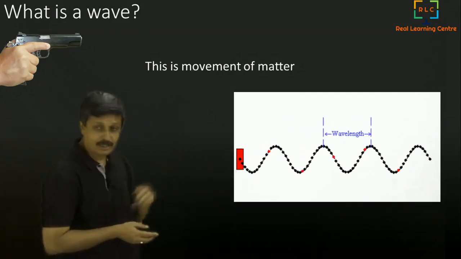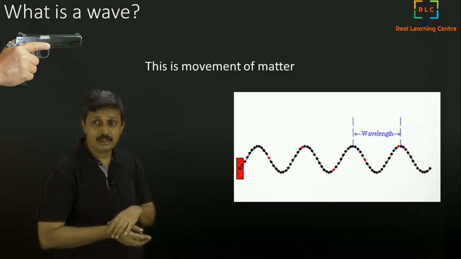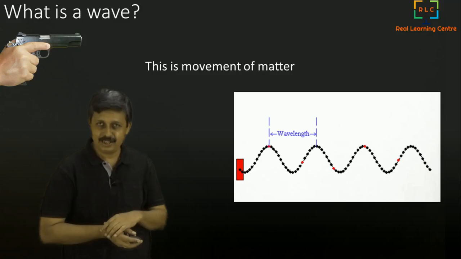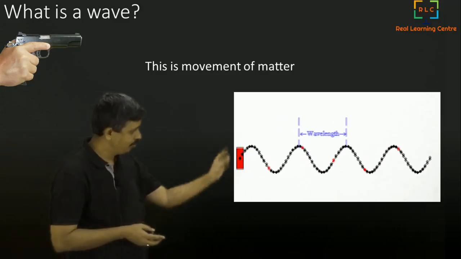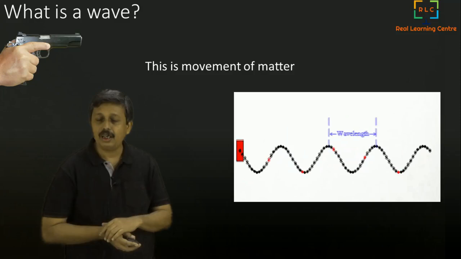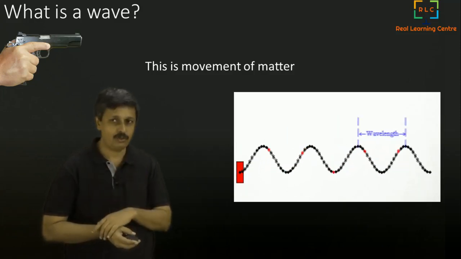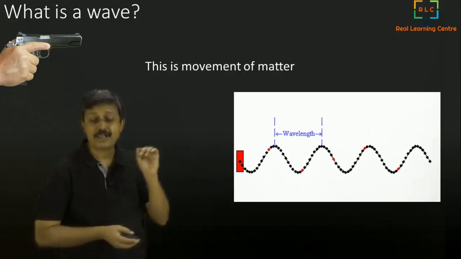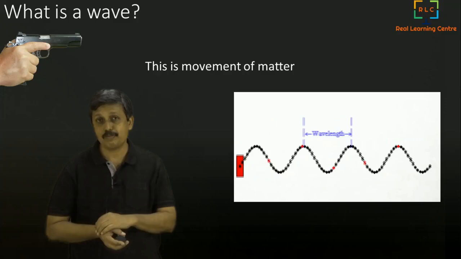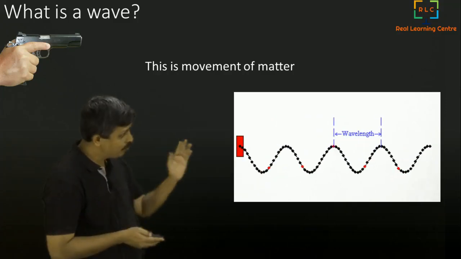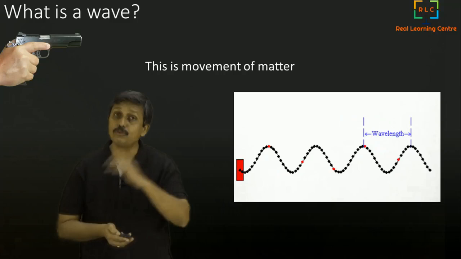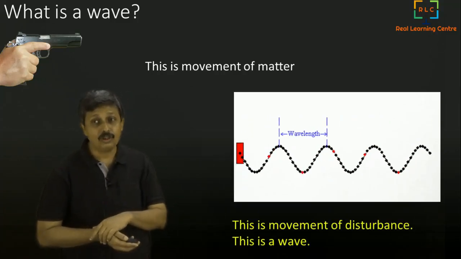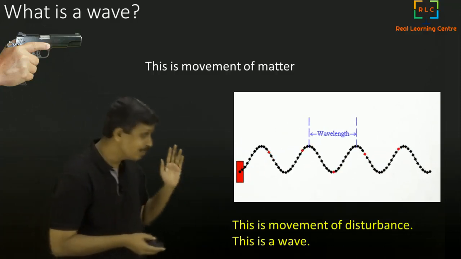Take a look at this. Here what is happening is that there are small beads. They are connected using a thread and they are going up and down. You can carefully watch here. Every one of those beads is only going up and down. They are not actually moving from left to right. But something is moving from left to right. What is moving from left to right? That is the question. This is movement of a so-called disturbance.